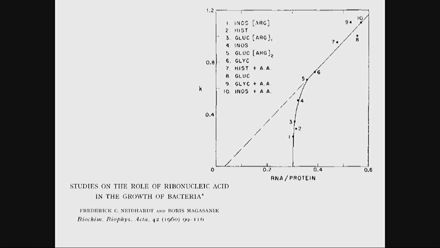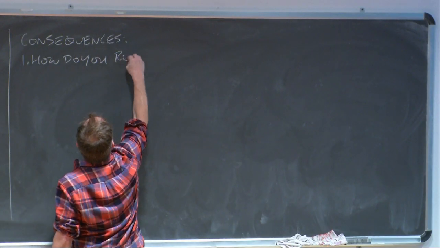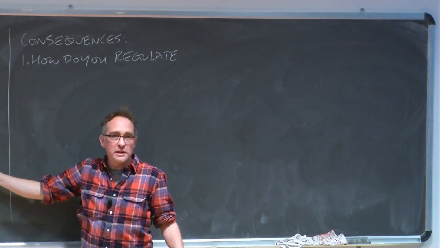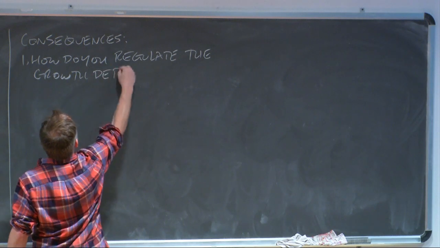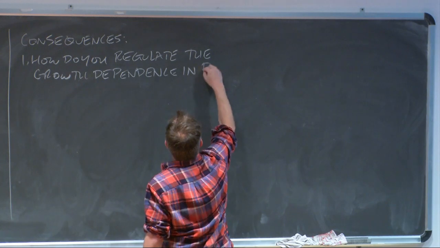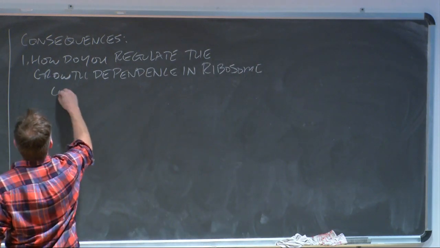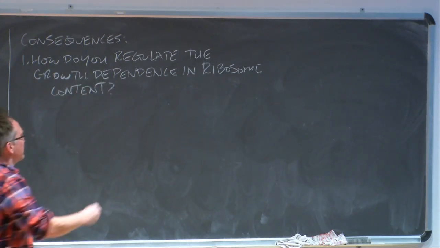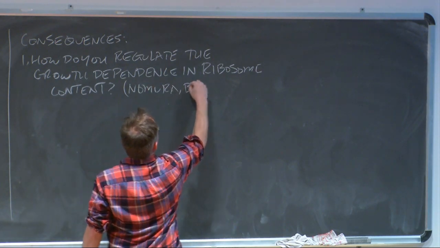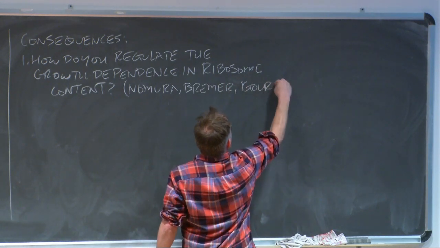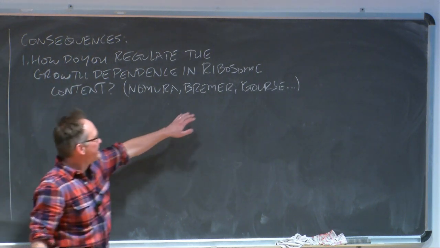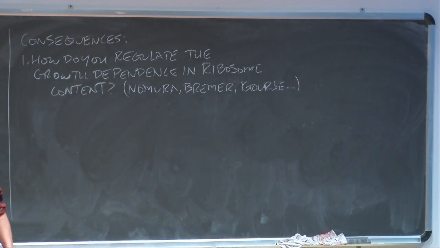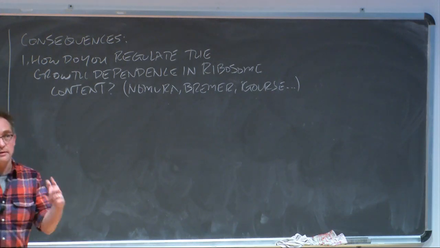And so some of the outgrowth consequences here are, one, I mean, this is a correlation, but how do you cause it to happen? How do you regulate the growth dependence in this ribosomal content? And many people have worked on this, so I'll just give a short list. Nomura is a big player, Hans Bremer, Rick Gourse, many others, and the answer is that it's still controversial. These guys all argue with one another. Well, Nomura doesn't argue as much. These guys will argue with one another about what the mechanisms are that ensure this growth dependence. So it's still controversial. And this is, so now, 50 years ago.